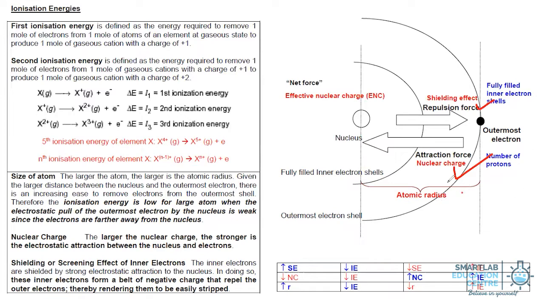But one key factor is actually the atomic size. This is the additional factor that in ionization energy you have to factor in. Because the further away the electron is from the nucleus, then you will expect the ionization energy to be lower, because it's easier for the electrons to be removed.